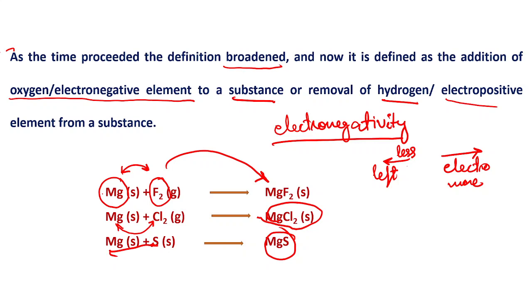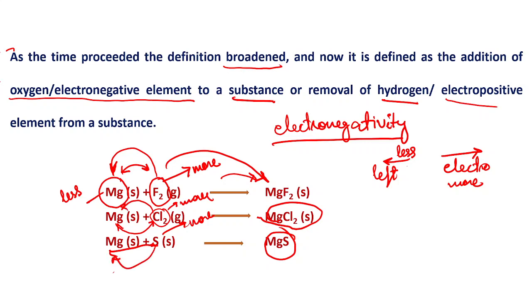Now if we are comparing magnesium and fluorine, you can clearly see that fluorine is more electronegative and magnesium is less electronegative. Similarly, chlorine is more electronegative than magnesium, and in this case sulfur is also more electronegative. In all of these cases, what you can see in the product is that the electronegative element is being added to the less electronegative element. So, as the definition says, as time proceeded, the definition broadened, and now it means here oxidation.